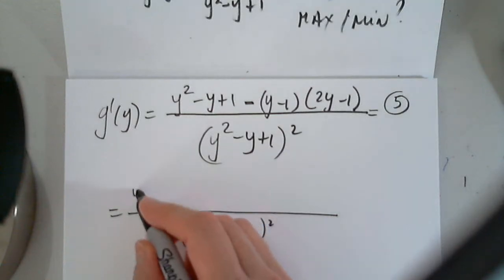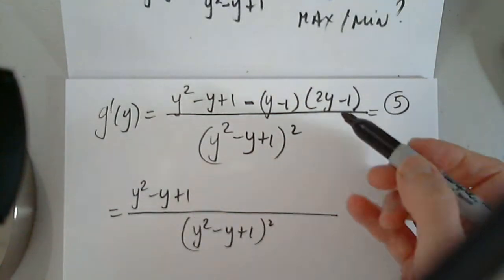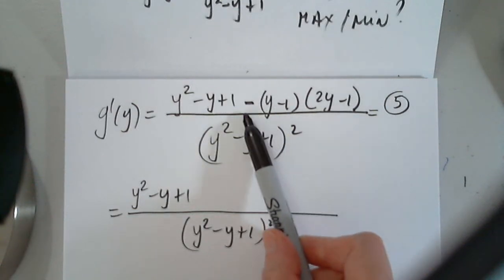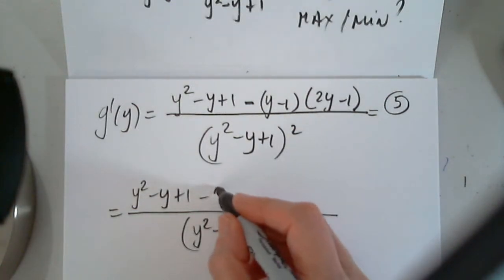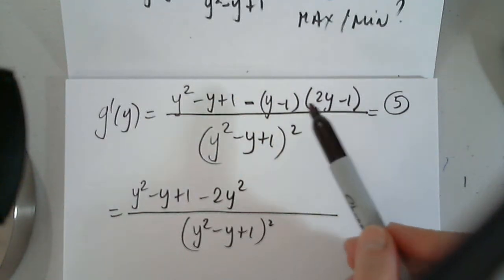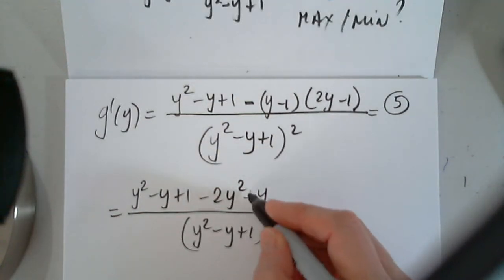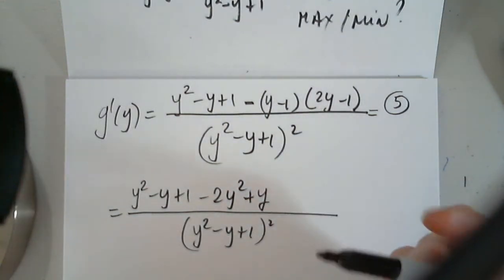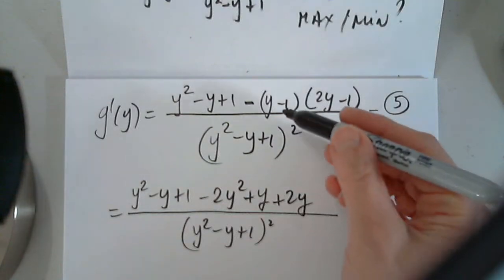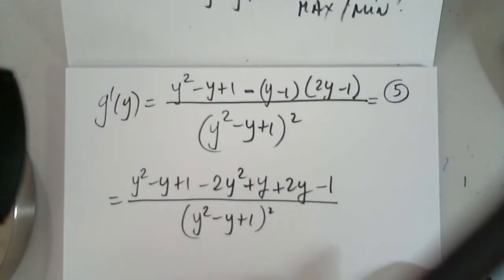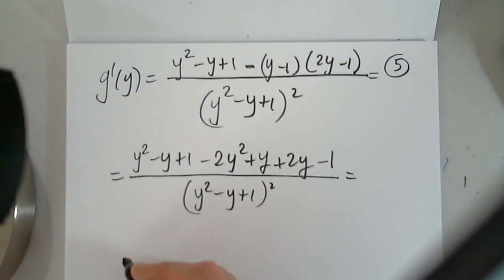Okay, so then y squared minus y plus 1. It doesn't matter how you want to do it. So y times 2y with minus in front, minus 2y squared. Y times negative 1 is negative y with minus in front. Negative 1 times 2y is negative 2y, so positive 2y. And negative 1 times negative 1 is 1 with minus in front, negative 1. So we have to try to clean it up as much as possible.